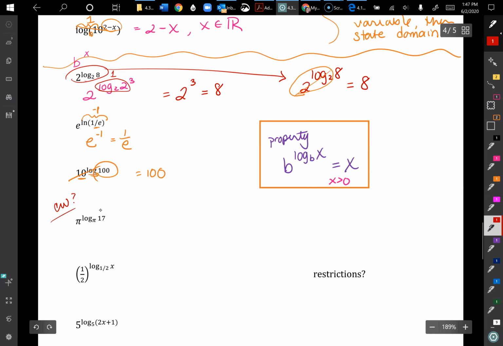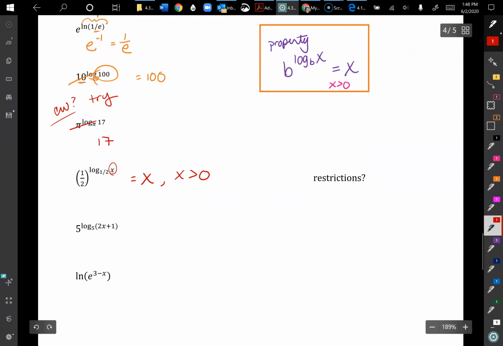But I'll put kind of a question mark, just try. All right, so we can apply our property, and if we have pi to the log base pi of 17, we just end up with 17. If we have a half raised to the log of a half, we'll end up with just x. And in this case, because that started off as a log, we have to have x greater than 0. Remember, if there's a variable involved, we have to do that. Pi is not a variable, so we're good there.